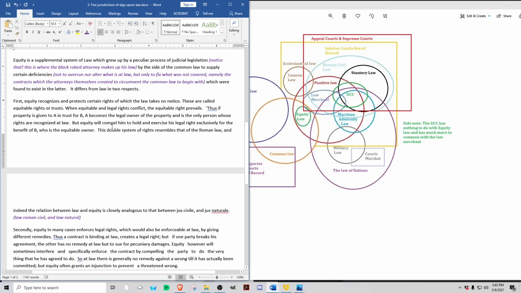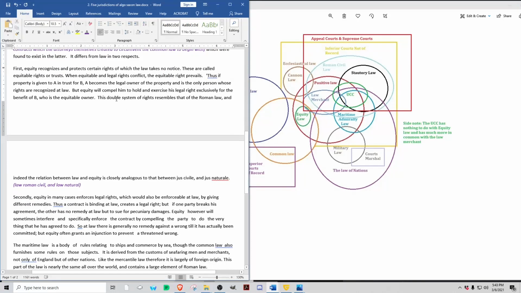Thus, if property is given to A in trust to B, A becomes the legal owner of the property and is the only person whose rights are recognized at law. But equity will compel him to hold and exercise his legal rights exclusively for the benefit of B, who is the equitable holder. Again, this gets into the aspect of the splitting of the title. Legal right, meaning legal title, compared to equitable, right? Equitable owner. You don't really own anything in equity, you just get the aspect of using it. This double system of rights resembles that of the Roman law. Surprise, surprise. And indeed, the relation between law and equity is closely analogous to that between jus civile, meaning civil law, Roman civil law, and jus naturale, natural law.